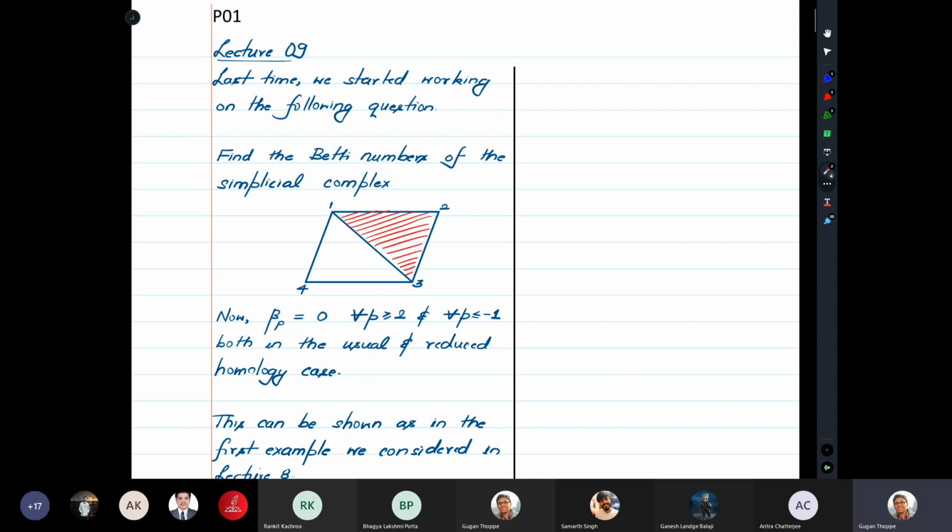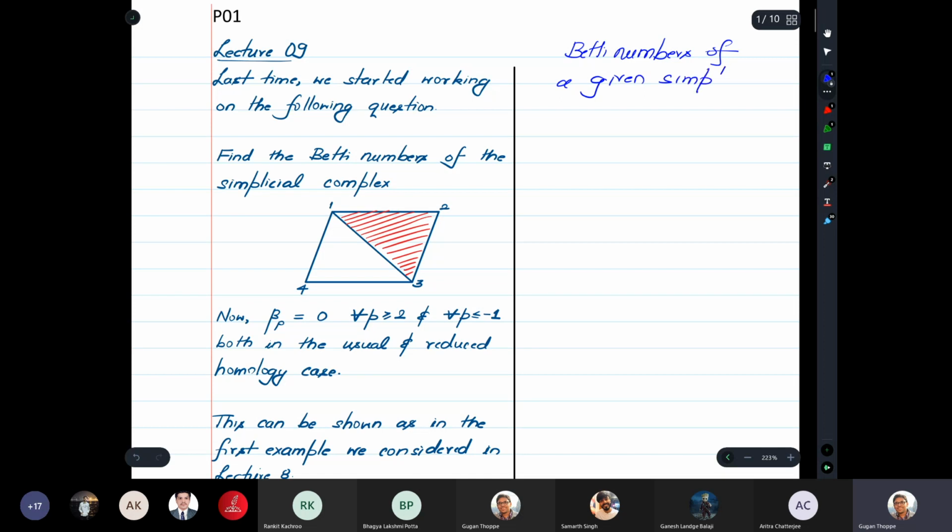Okay. So in the last couple of lectures, if you have noticed, we have started computing the Betti numbers of a given simplicial complex, right? So this is what we have started doing. As a first example, we looked at this very basic simplicial complex and we computed its homology in different coefficients and used the homology space to compute the corresponding Betti number, right? We did that both in the usual homology framework as well as the reduced homology framework.